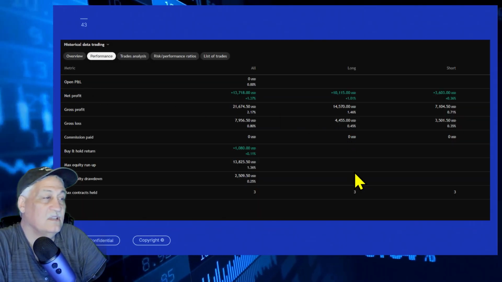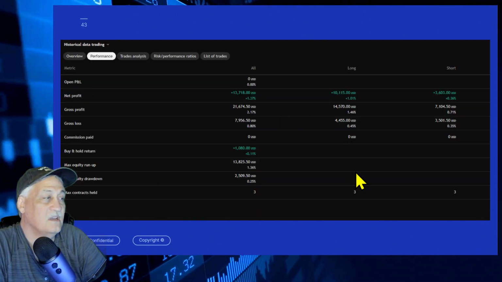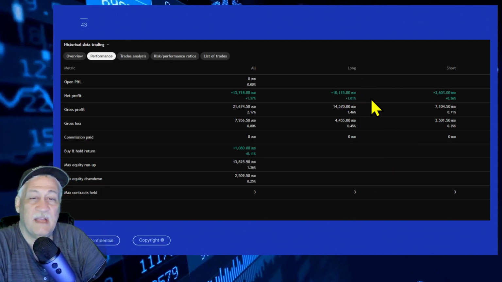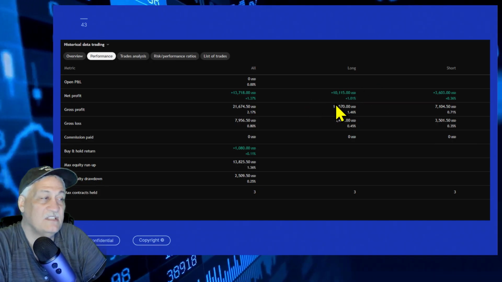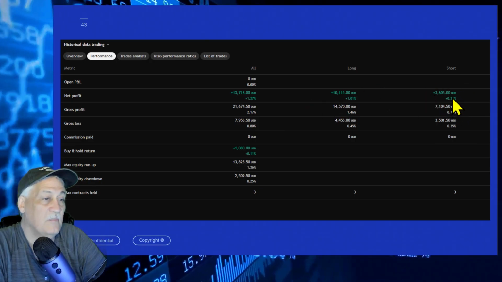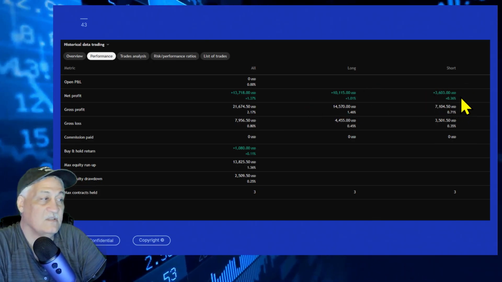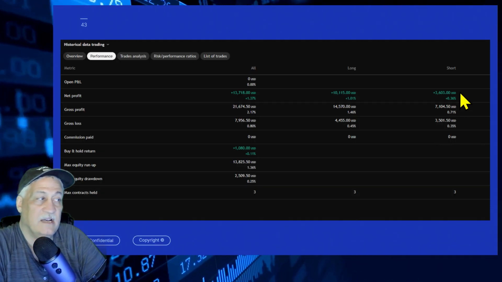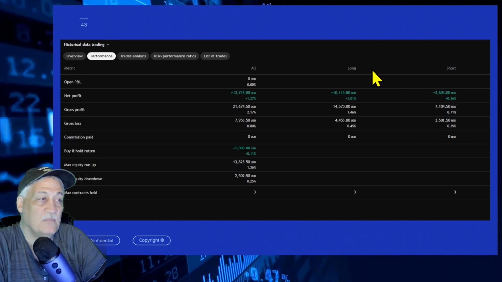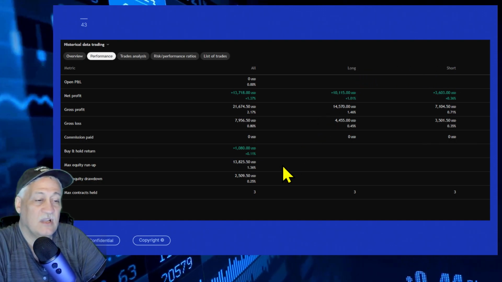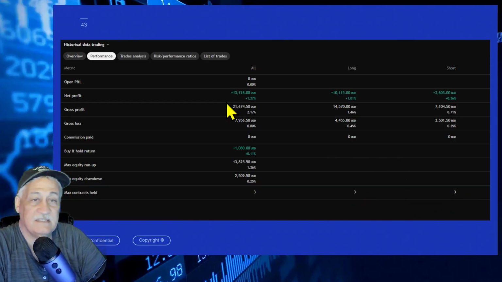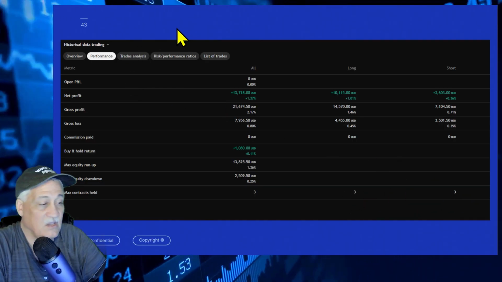All right, so let's look at this one. Long position, short position shows you the balance on that. Net profit on long positions was 10,000. Net profit on short positions was 3,600. So we did profit more on the long positions. Look at the contracts. Max contracts held 3. That's it. That's all I did was 3.